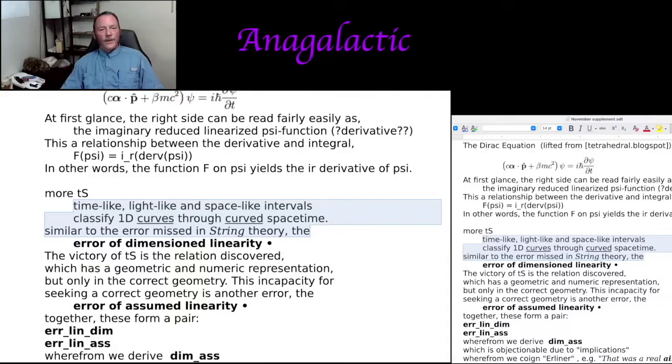Classify 1D curves through curved spacetime. Similar to the error missed in string theory. Okay, this line here, the error of dimensioned linearity, that's my discovery, and this one, the error of assumed linearity. These are the two mistakes that all of physics today is based on.